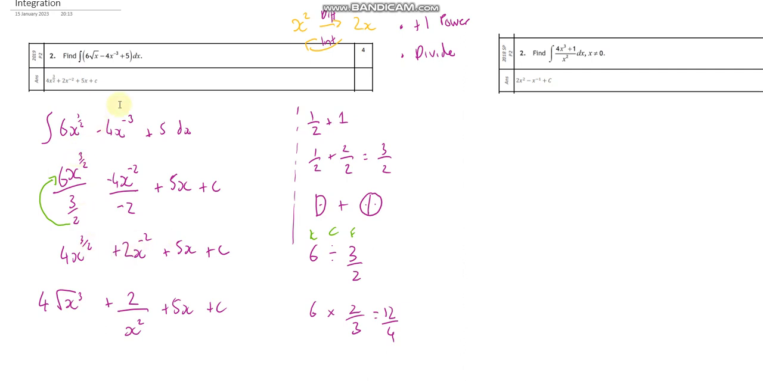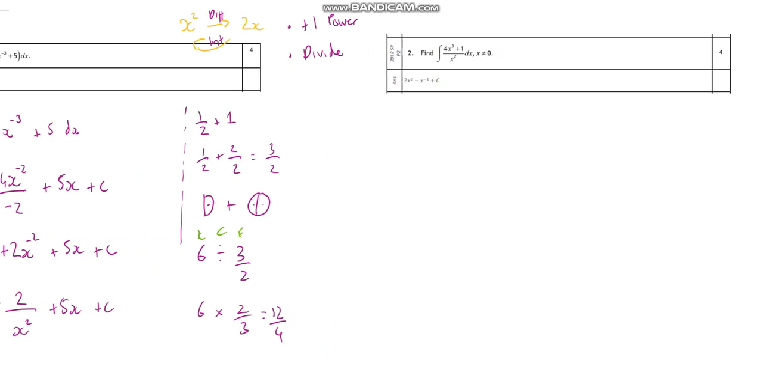Fantastic. So that's a nice question. For 4 marks, that's very good. Okay, add 1, divide by the new power. Add 1, divide by the new power. Remember, this becomes 5x, and you would always be adding your plus c, because if I differentiate this, I should be right back to where I started. So 5x becomes 5, and there could have been a number here. If I differentiate, 1, 2, 3, 4, 5, it disappears. So that's why we have our plus c.